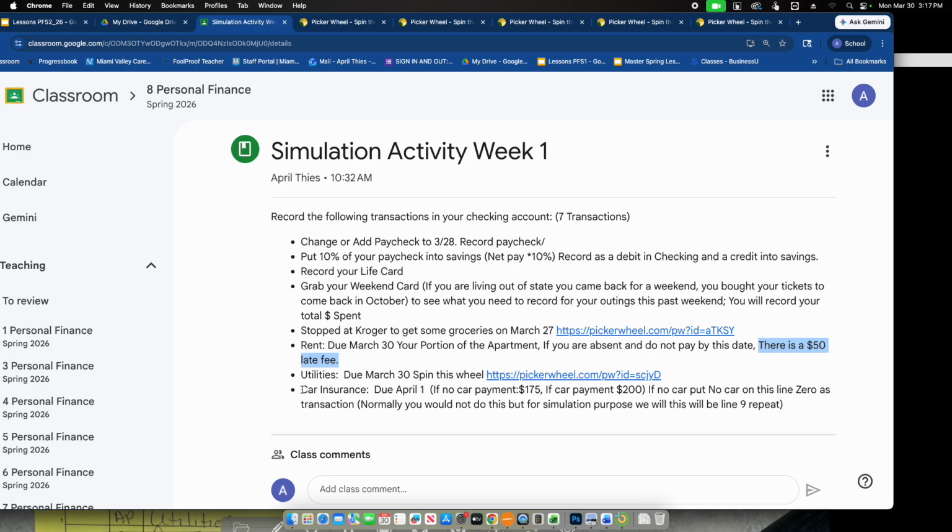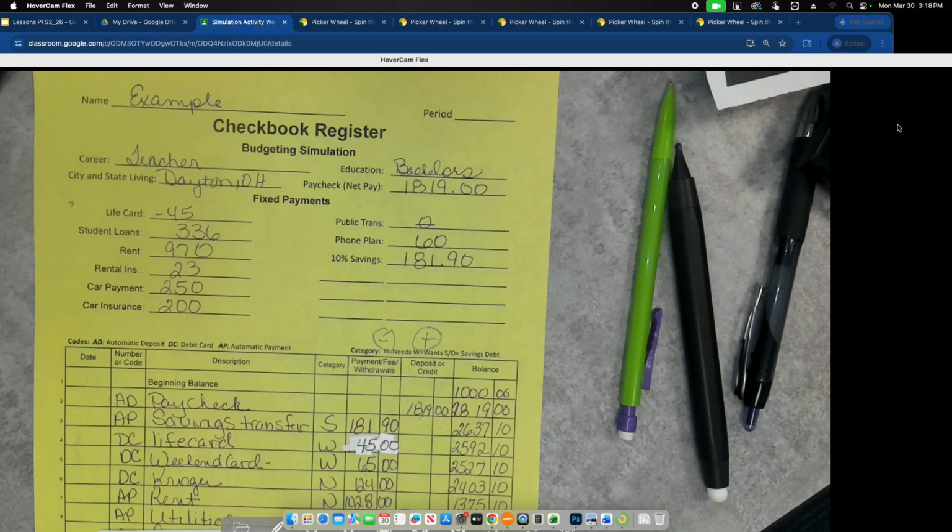And then car insurance. Now, this one, it says car insurance due April 1st. If you don't have a car payment, you're going to pay $175 for your car insurance. If you do have a car payment, it's a little bit more expensive, but your repairs are probably going to be a little less, okay? If you have no car because you have public transit, put no car on this line, and make sure that there is a 0 transaction. Obviously, normally you would not do this, but for the simulation purpose, this is what will be on that line.